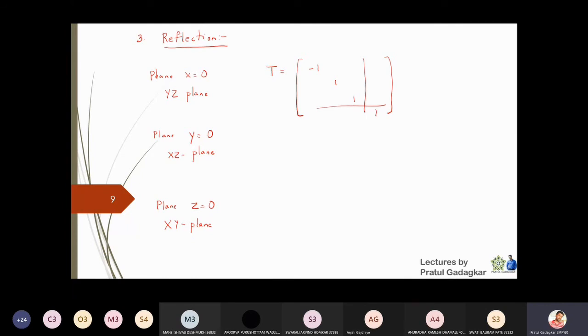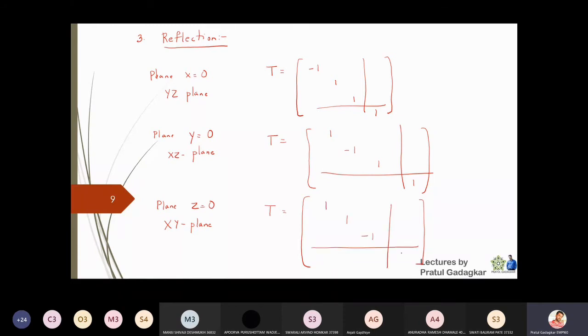Okay, if I want to reflect along the plane y equal to 0, then only the y coordinate sign should change, and this will become 1 here, minus 1 here and 1 here. Similarly, if you want to reflect an object about the plane z equal to 0, meaning the xy plane, you must have 1, 1, minus 1. Okay, so this is about the reflection of an object about the coordinate planes.